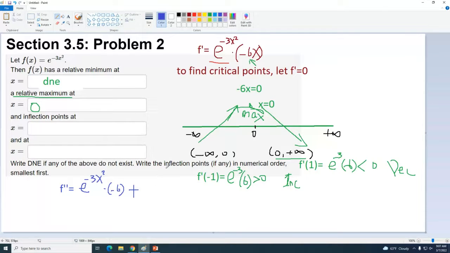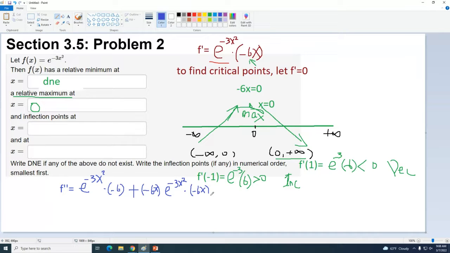Plus, this time we're going to keep the negative 6x, but we're going to differentiate the e to the negative 3x squared, right? Which has itself as derivative, and you're going to multiply another negative 6x. Because that's how the chain rule works, right? If you're differentiating this, then you're going to end up having one more of this. It's a chain rule. And that's the second derivative. It's pretty long. Are you okay so far?